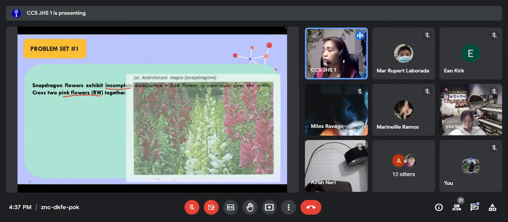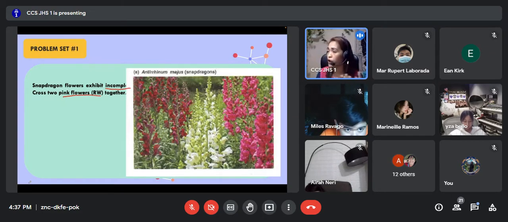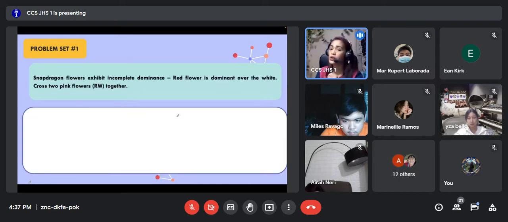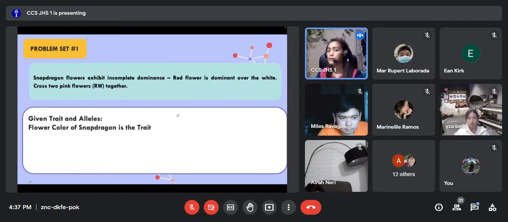So let me give you an example. This is the actual image of a snapdragon plant showing the different colors of its flower. You have red as the dominant, white as the recessive, and the blended option is pink, meaning it's the heterozygous genotype of the plant. So let us answer the following questions. We will start with the genotype of the parents, and then we will do the cross and then answer the other 3 questions. So let's start first with the trait.